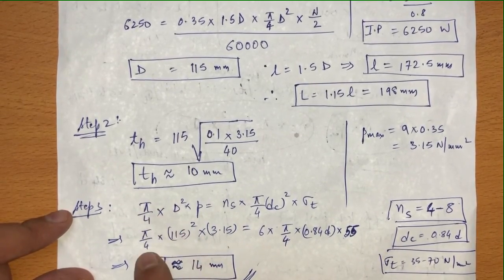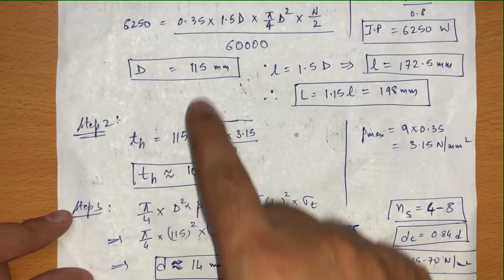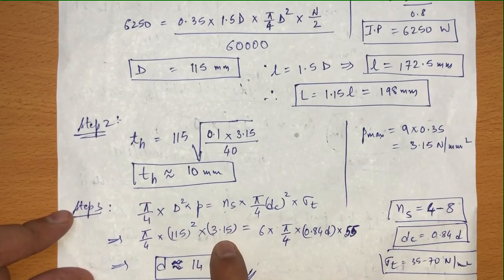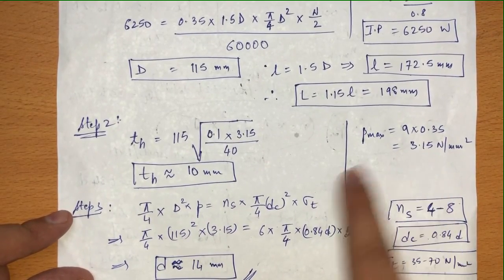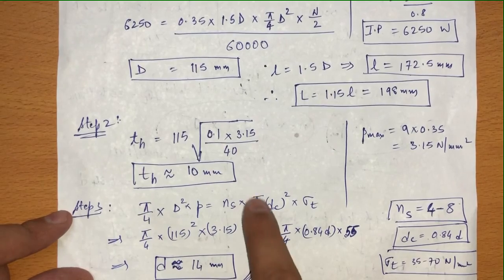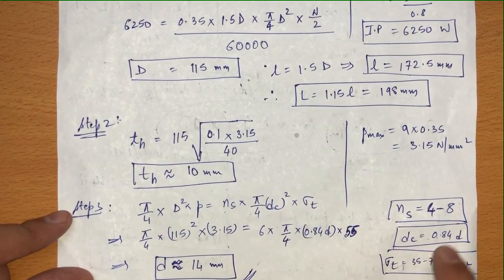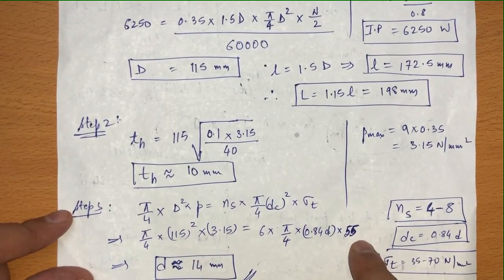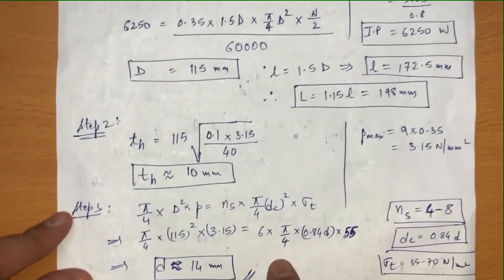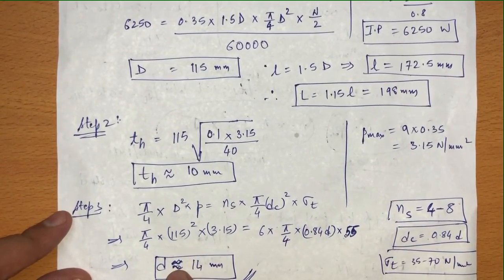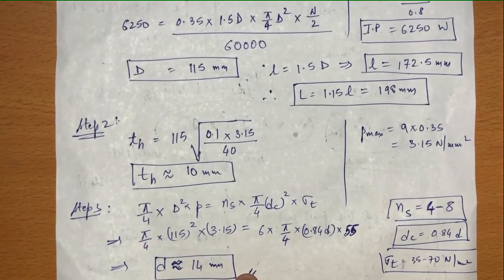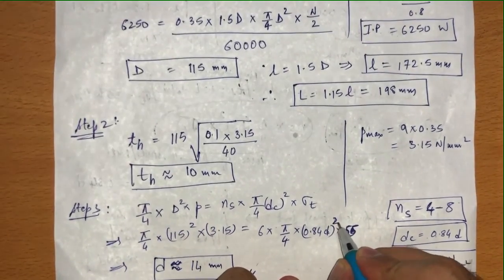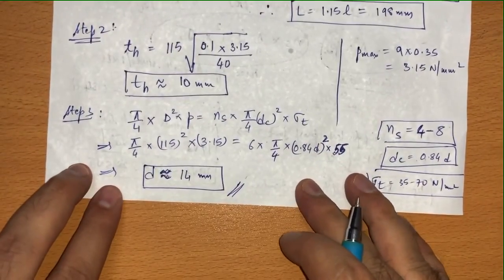Substituting the values, pi by 4 D square, D value which we have already obtained in step 1, that is 115 mm, and P which is P max, that is 3.15 Newton per mm square. Ns we take the value as 6, pi by 4 dc square, where dc is nothing but 0.84 d, and sigma t as 55. Substituting all the values and solving, we get the value of d as 14 mm. A slight correction: this value will be the square term. That's it. An easy step to solve the numerical.